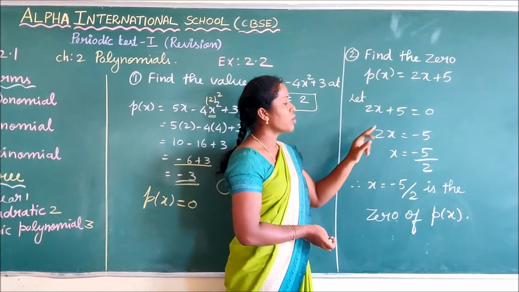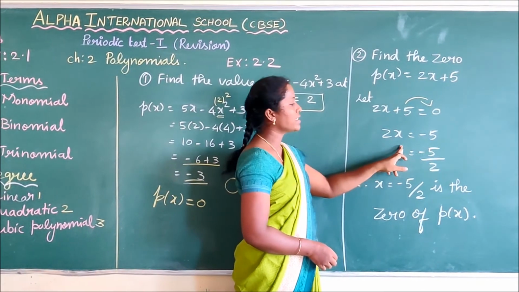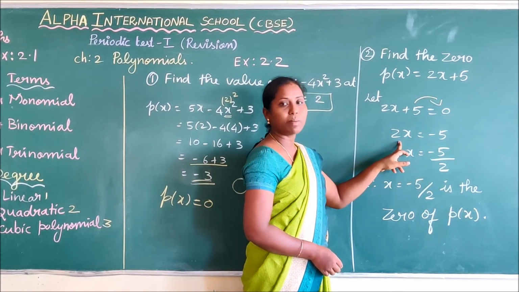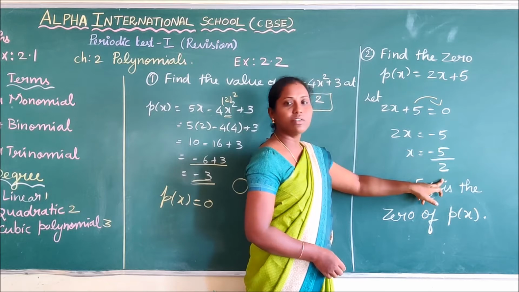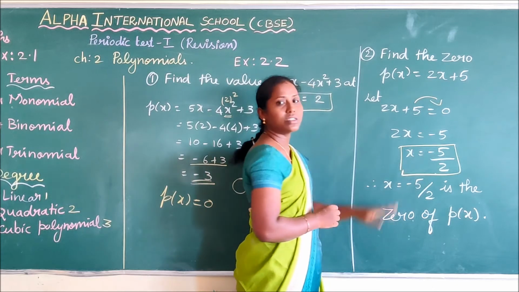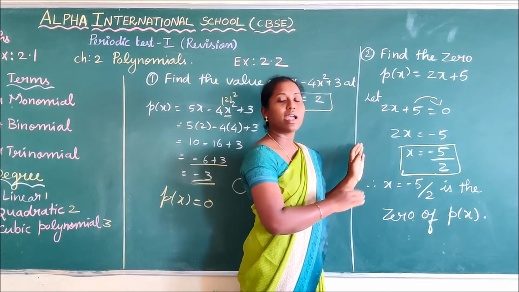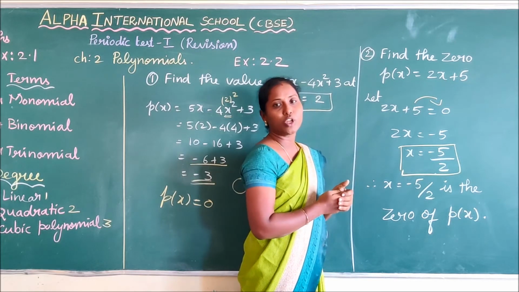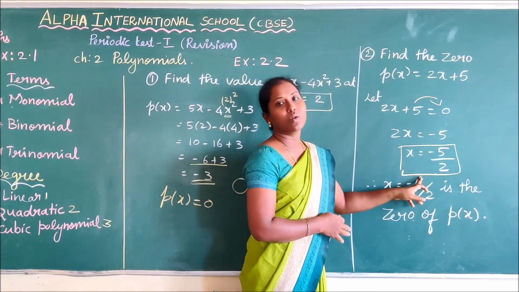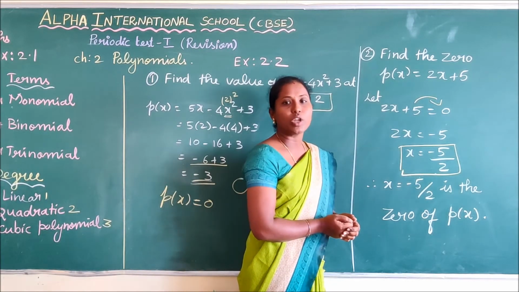If you want to find the value of x, take 5 to the other side of the equation. Plus 5 moving to that side becomes minus 5. So 2x is equal to minus 5. The 2 here is under multiplication; if it goes to that side, it will come under division. So x is equal to minus 5 by 2. So x is equal to minus 5 by 2 is the zero of the given polynomial. If the polynomial is given and you are supposed to find the zero of the polynomial yourself, equate the given polynomial to 0 and find the value of the variable, here x. That is called the zero of the given polynomial.